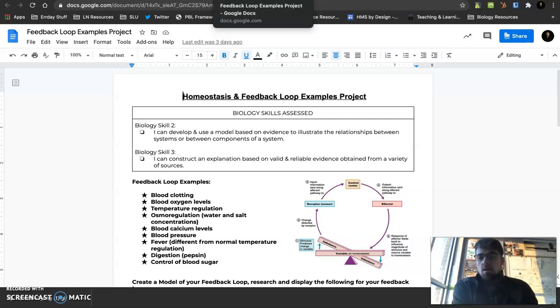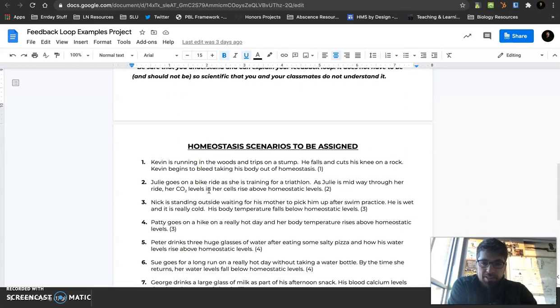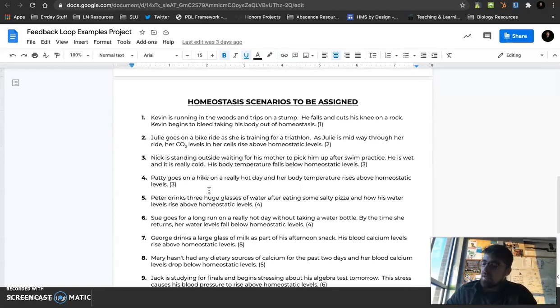Okay, so every single one of you was given a scenario, one of these 13. As you read through that scenario, that is in essence what you are modeling out. So what you need to do is create a model showing the feedback loop that is representative to your scenario. Like I mentioned in class, the very first thing you're going to do is Google search a Google image of your feedback loop.